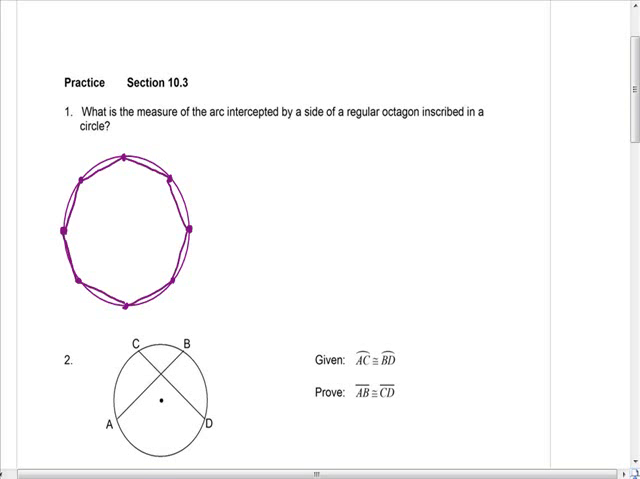It's because you started with a circle. If you ever want to draw a good octagon, start with a circle and you'll be good. And it wants to know the measure of the arc intercepted by one side. So draw the center of the circle, and it kind of helps to draw some lines from the center. So we're trying to go for this arc. Well, that arc is congruent to this angle.